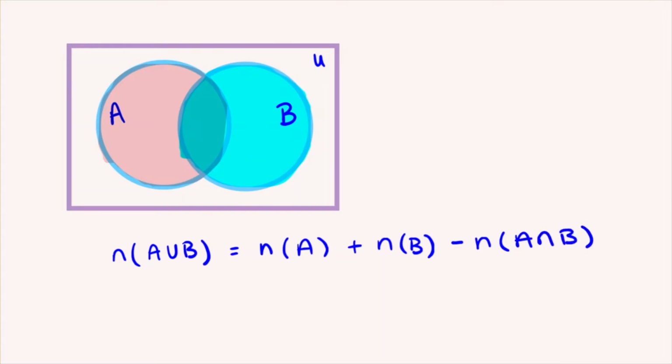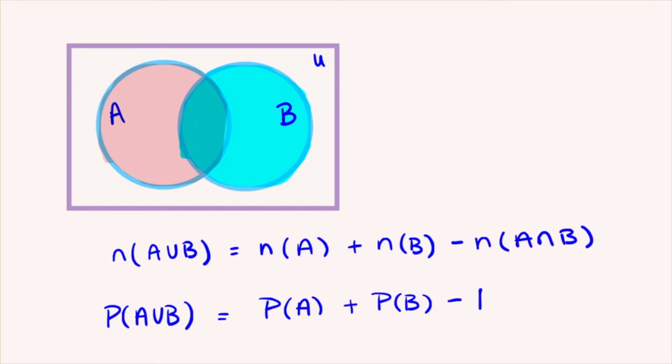Now, there's a direct translation of this formula, which was just counting the number of elements in a set, into the idea of probability, where probability is the number of ways what we're looking for occurs divided by the total. So the translation of this idea in terms of probability is: the probability that A or B occurs is the probability that A occurs by itself plus the probability that B occurs by itself minus the probability that both A and B will occur. And this will be a particularly helpful formula.